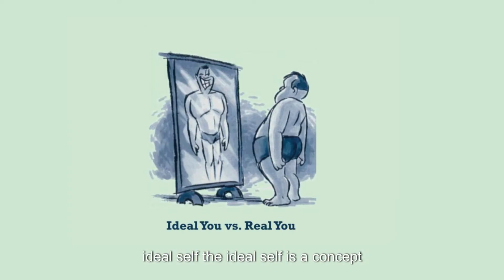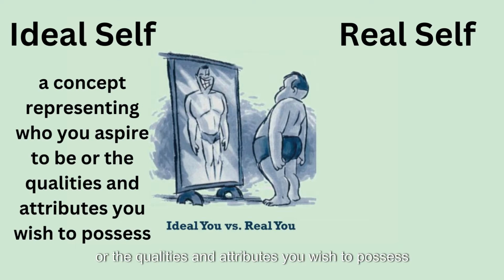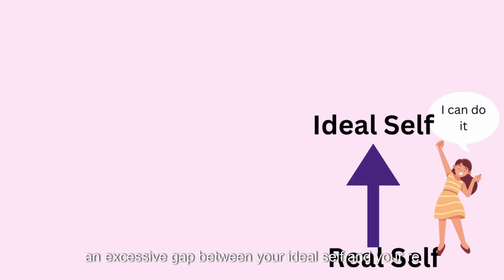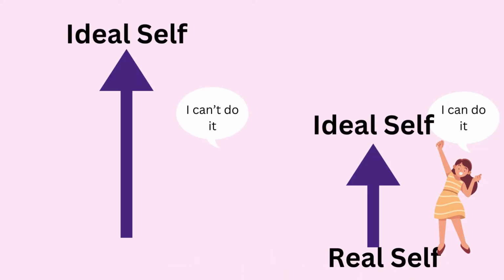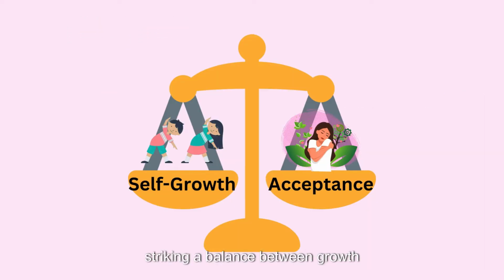Ideal self. The ideal self is a concept representing who you aspire to be or the qualities and attributes you wish to possess. It's the person you strive to become, often influenced by societal and personal ideals. While it's healthy to have aspirations, an excessive gap between your ideal self and your real self can lead to feelings of inadequacy and self-doubt. Striking a balance between growth and self-acceptance is essential.